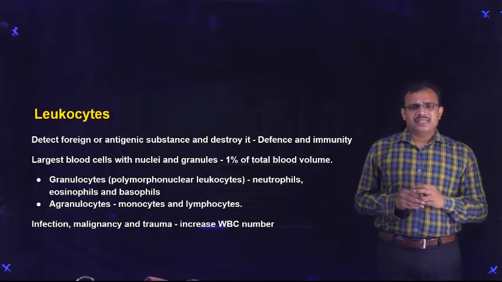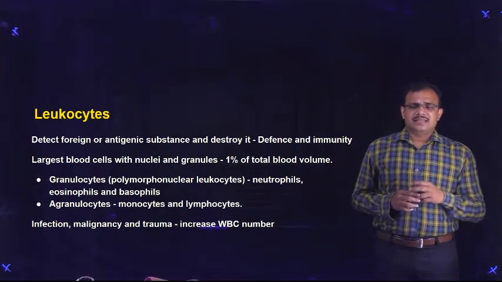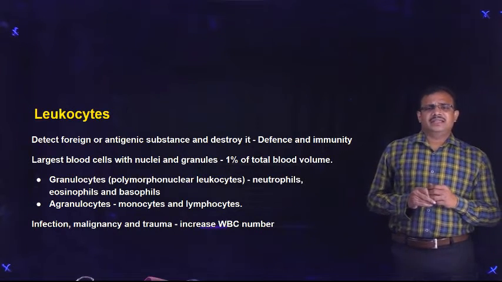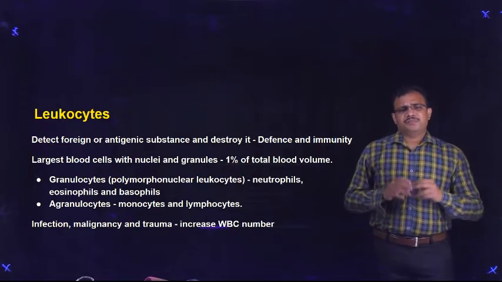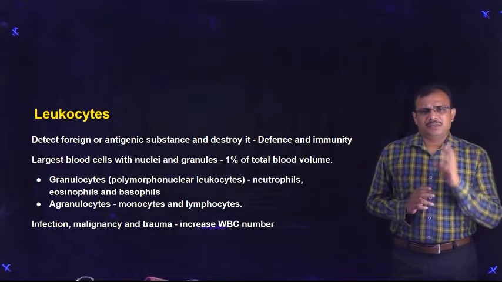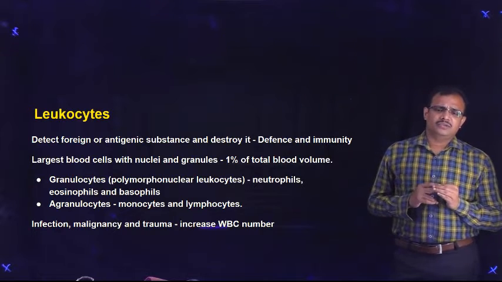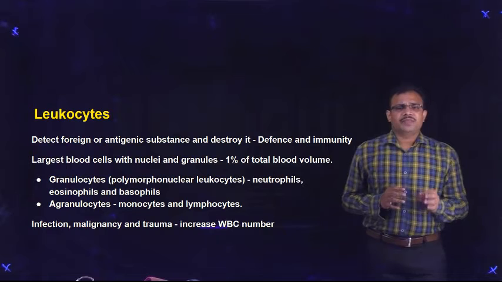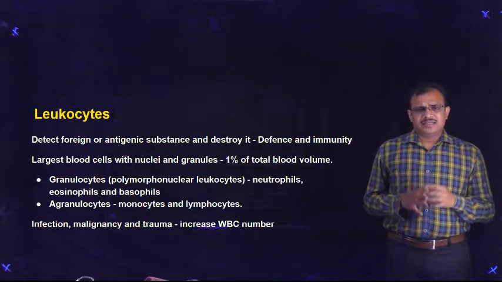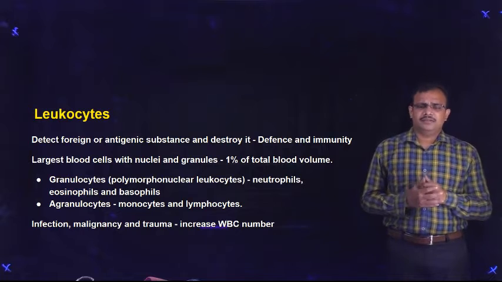And these leukocytes are the largest of all the blood cells. They are the largest in size with nuclei and granules, whereas we have seen that the red blood cells or erythrocytes do not have nuclei and do not have any other cell organelles apart from hemoglobin, whereas leukocytes have a nucleus and have granules, and they constitute only about 1% of the total blood volume. We have seen 99% of the blood cells are red blood cells, whereas the remaining cells are only 1%.